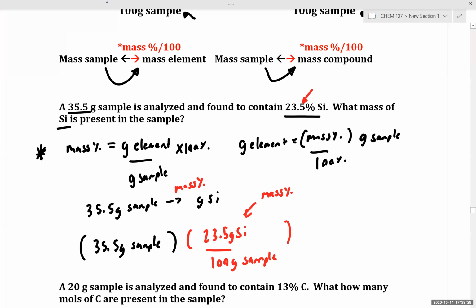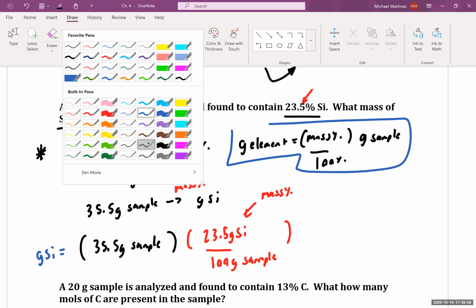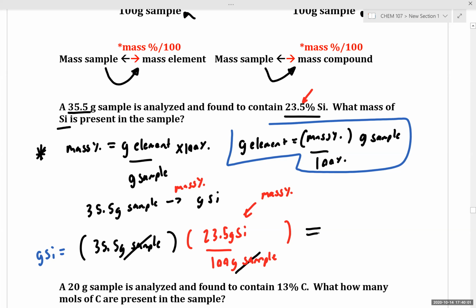Does everyone notice how, when we're calculating the mass of silicon, the equation obtained from the conversion factor method and the equation obtained from the algebraic method are the same? They look exactly the same in terms of formatting. As we can see from our units, the grams of sample cancels and we're left with the grams of silicon. So we punch this into our calculator. We have 35.5 times 23.5 over 100, and that in turn gives us 8.34 grams of silicon.